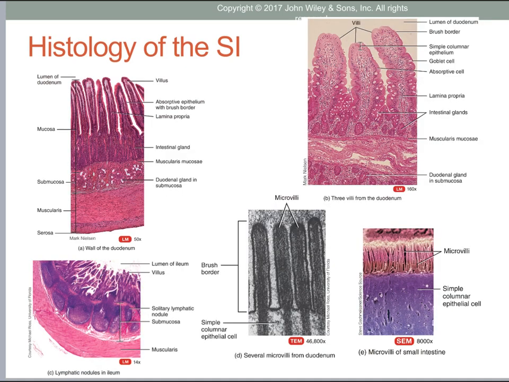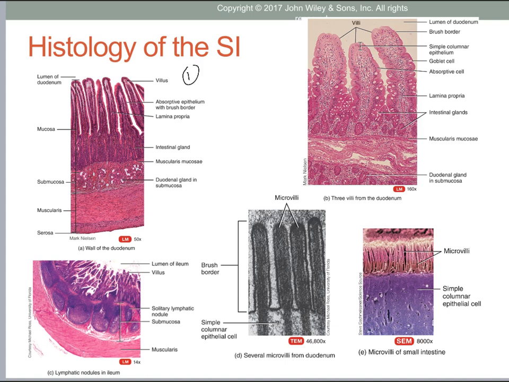Now we can look at the histology of the small intestine. Now, we're going to look at two different portions here. We're going to look at the duodenum and the ileum. And the reason being is because in the submucosa, and partially extending into the mucosa, we're going to find glands, different glands in the duodenum than we see in the ileum. So let's start right on top right here.